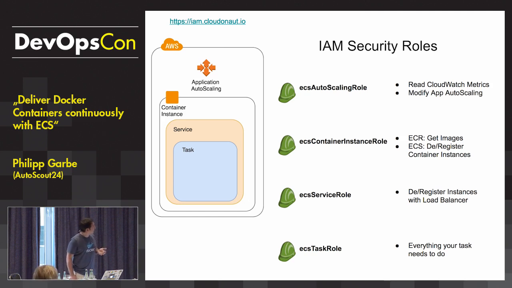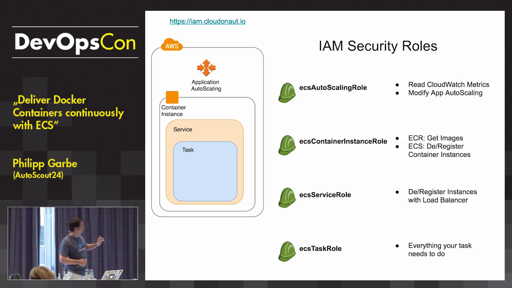Basically, if you set up such a cluster, you have the autoscaling role, where you allow the autoscaling group to read the metrics and then do the autoscaling. The container instance role is for the EC2 machine. You allow the machines to pull the images from your registry, and also to register or deregister the container instances on the ECS cluster. For the service role, you have to give it the permission to register or deregister all the tasks that have been started on the load balancer.